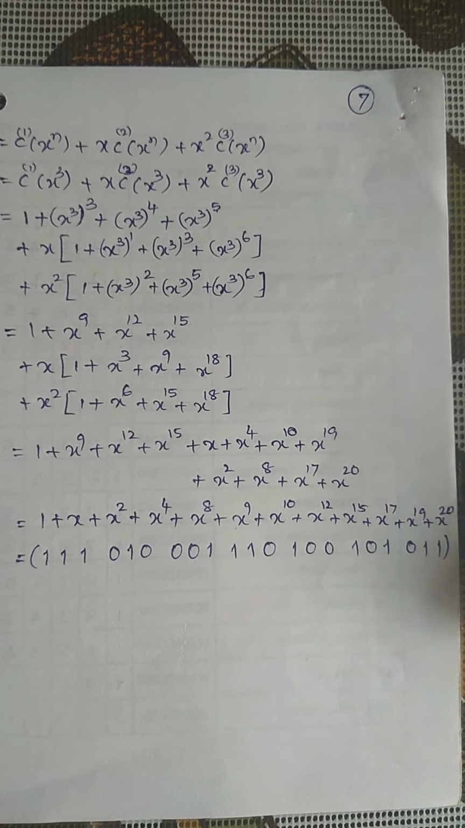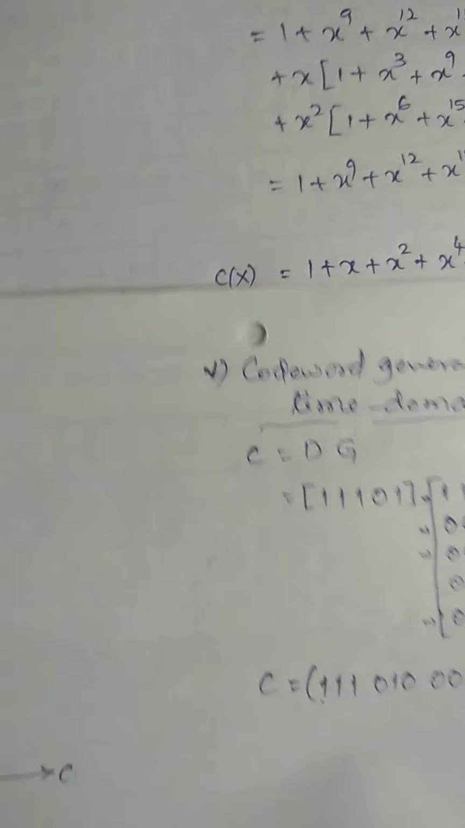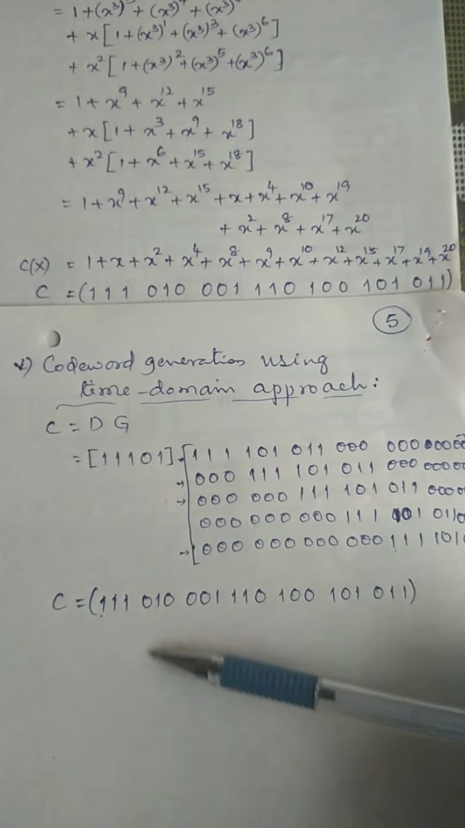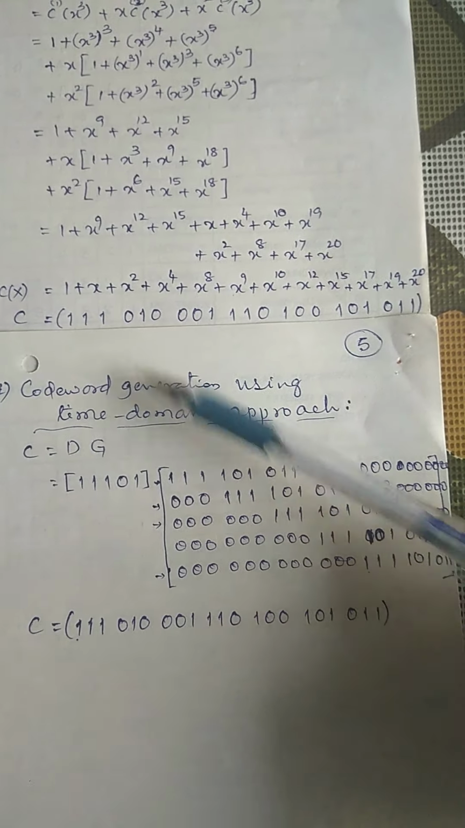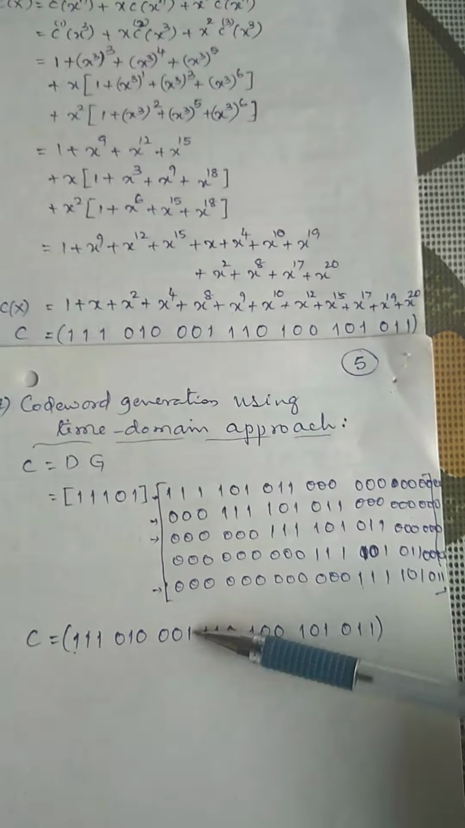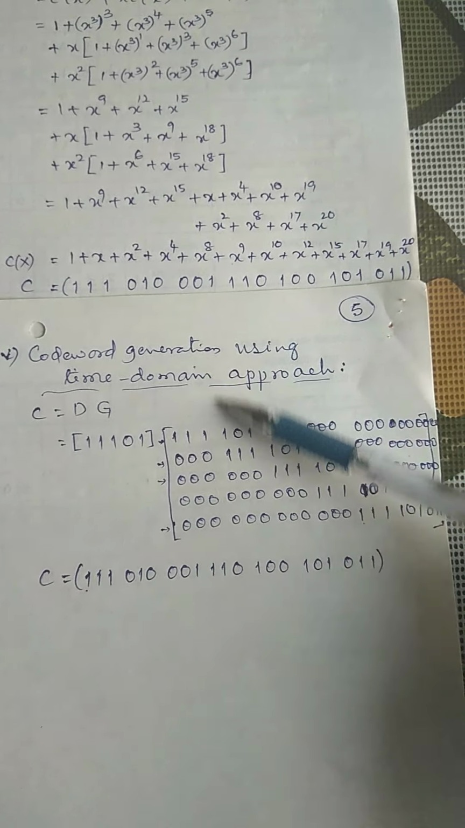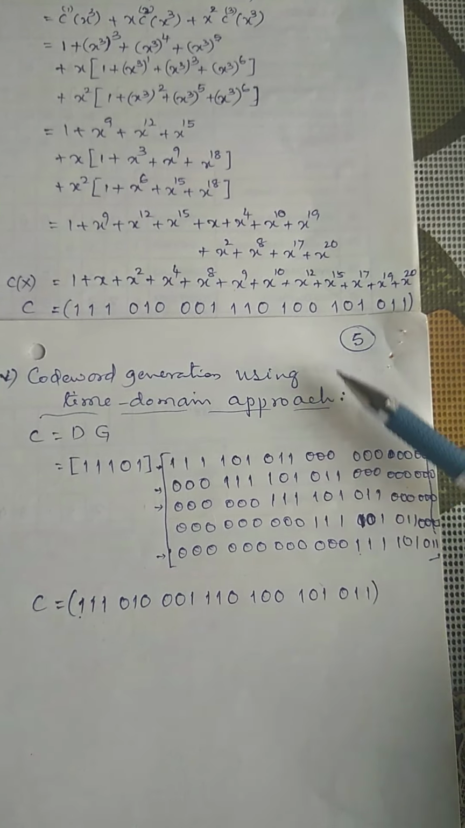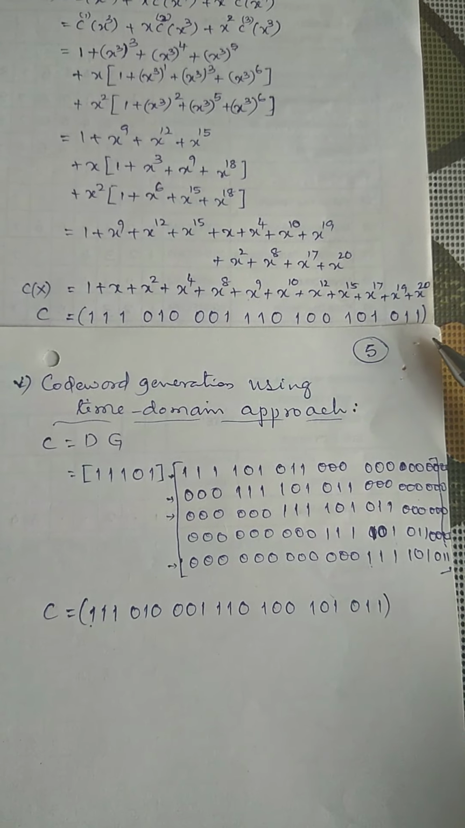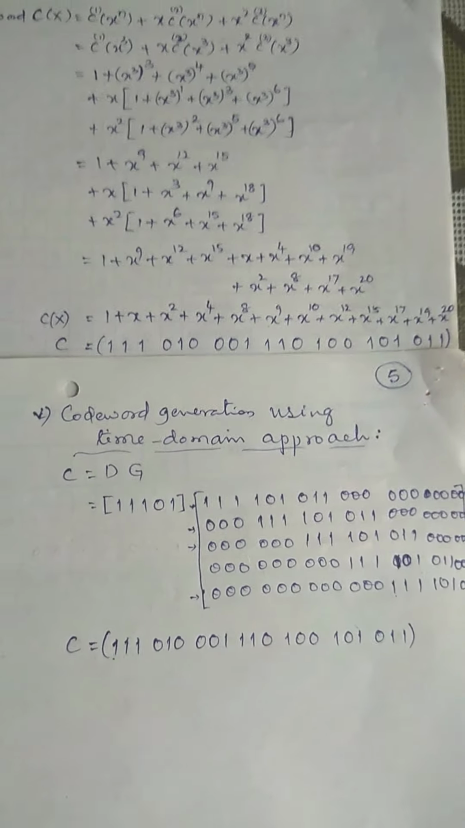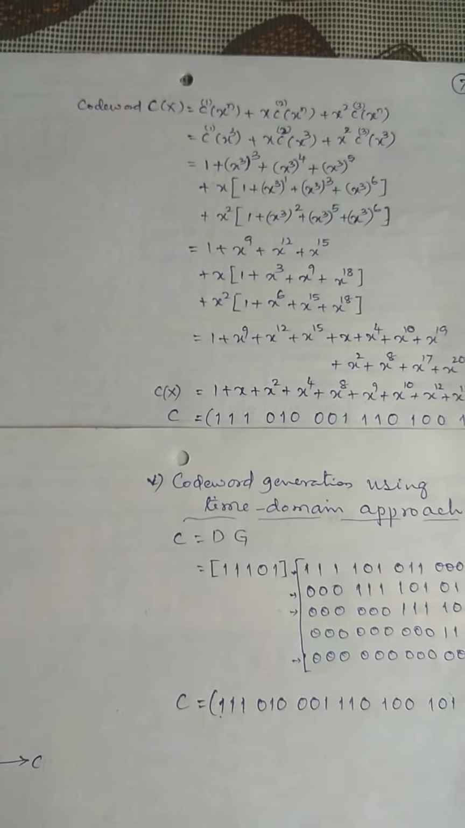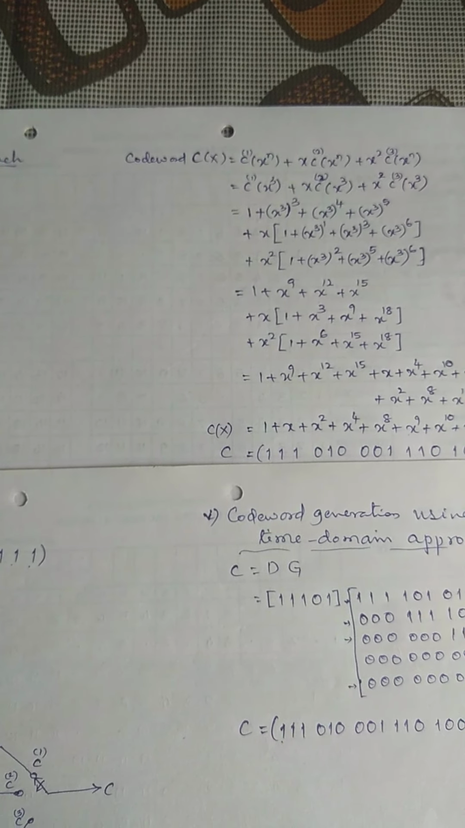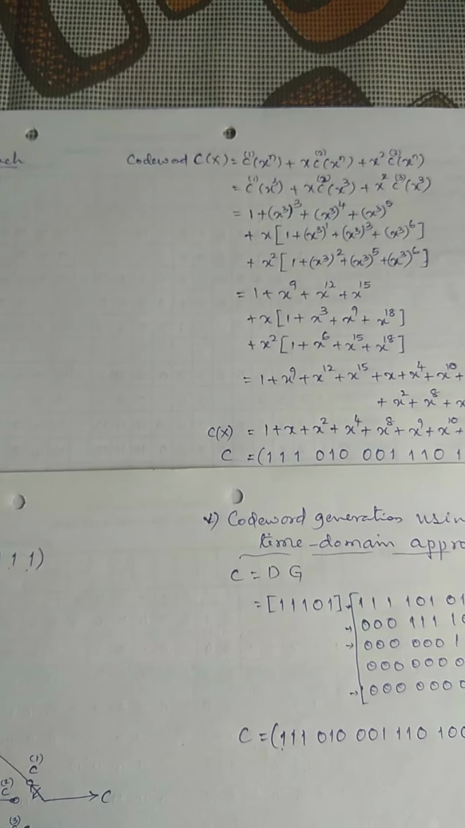If you compare the two convolution codes generated using the time domain and the transform domain, the block words are 111, 111, 010, 010, 001, and here also 001, 110, 110, 100, 100, 101, 101, 011, 01. So likewise, we can generate convolution codes both in the time domain as well as in the transform domain. So this part is convolution encoding.